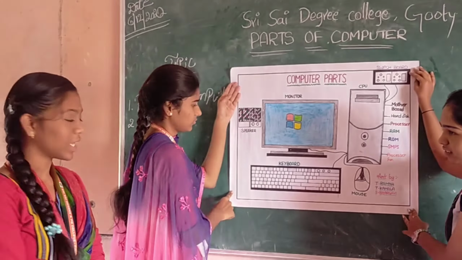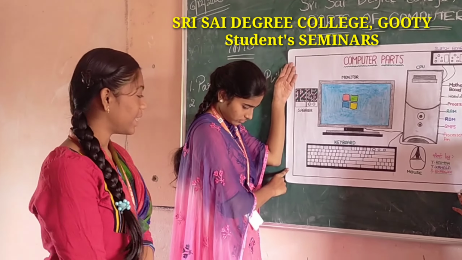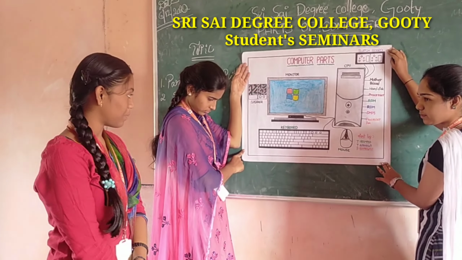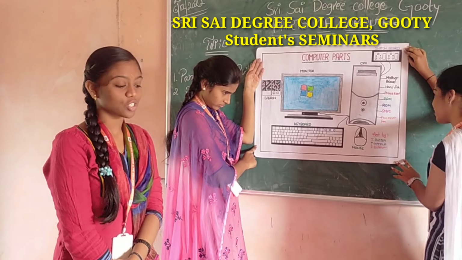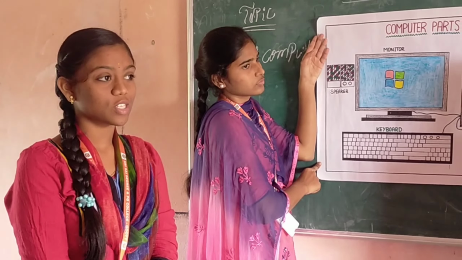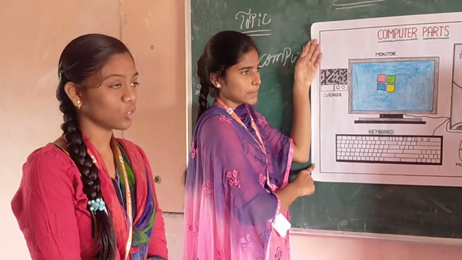I'm telling about the keyboard. The keyboard is used for data entry. Data entry means character entry. The keyboard has five types of keys. Function keys: the function keys are F1 to F12. The function keys are used for office work. F5 is used to refresh.